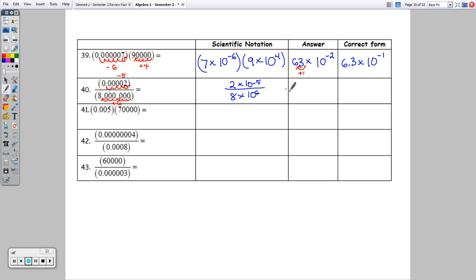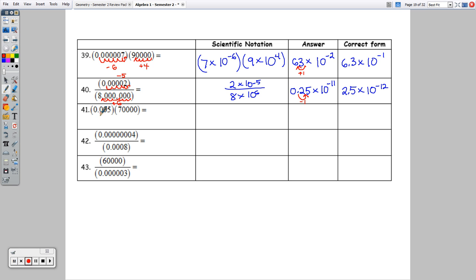2 divided by 8 is 1/4 or 0.25. And then you have times 10 to the negative 5. If we're dividing, we're going to subtract those powers here. So we have negative 11, negative 5 minus 6. This is not in a correct form because it's not between 1 and 10 like we need it to be. So move it one spot that way to the right, and we would be subtracting from the power. So this is 2.5 times 10 to the negative 12.